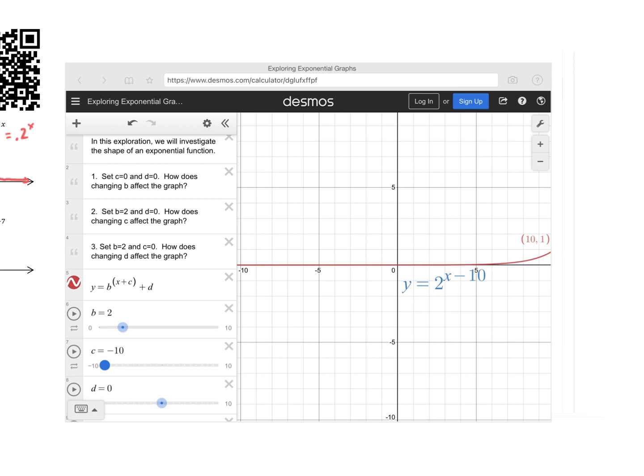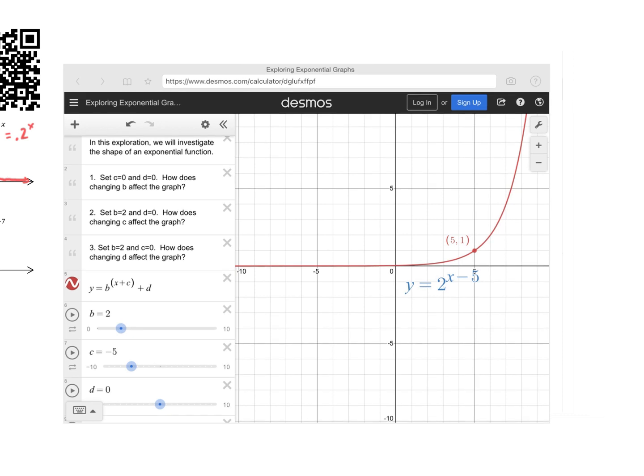So there's x minus 4, x minus 5, x minus 7, x minus 8. All right. And you notice that point that I have labeled? Normally, the graph goes through 0, 1. And it has that shape for 2 to the x. But then as we move it, now it's going through 5, 1. Why is it 5, 1? Well, that's because of this number right here. Okay? So what's happening? Well, when it's x plus, it's moving to the left. And when it's x minus, it's moving to the right.